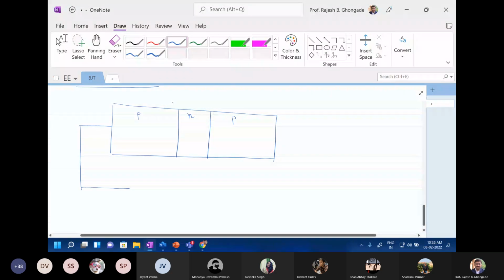ये हो गया एमिटर, ये हो गया बेस और ये हो गया कलेक्टर. हाउ शुड आई अप्लाई द फॉरवर्ड बायस टू PN जंक्शन एंड रिवर्स बायस टू बेस कलेक्टर बेस जंक्शन? एमिटर बेस जंक्शन है ना, उसको मुझे फॉरवर्ड बायस करना है. तो क्या करना है, कैसे लगाऊं? हाउ शुड आई अप्लाई द बैटरी?